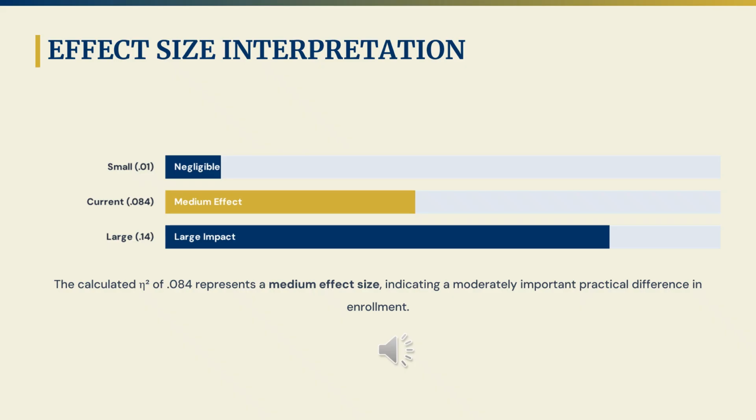In slide 12, I will be explaining the effect size interpretation. An eta squared value of approximately 0.01 indicates a small effect. Around 0.06 indicates a medium effect, and a value greater than 0.14 indicates a large effect. Based on the calculation, an eta squared value of 0.084 represents a medium effect size. This means the difference in district enrollment is moderately important.